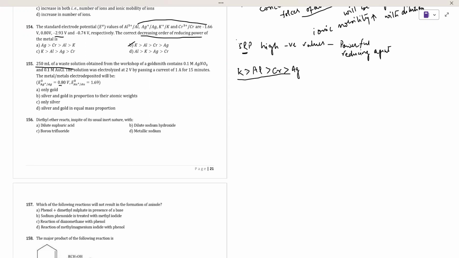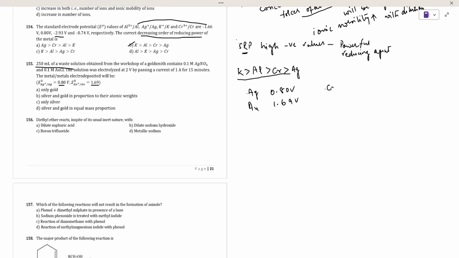So, this question can be simply solved by checking the SRP values. What do you mean by SRP? SRP is nothing but standard reduction potential values. So what is the standard reduction potential of silver? Silver is 0.80 volt, whereas gold is 1.69 volts. Now, according to the concept, when you have two different metals with two different SRPs, one among these needs to become anode, the other one needs to become cathode, right? So, who can become anode and cathode among Ag and Au?